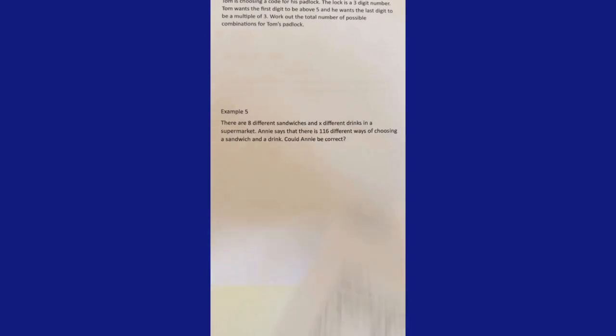Okay, let's have a look at example number 4 then. Tom is choosing a code for his padlock. The lock is a 3-digit number. Tom wants the first digit to be above 5, and he wants the last digit to be a multiple of 3. Work out the total number of possible combinations for Tom's padlock. Now, this one requires a little bit more problem solving from us.